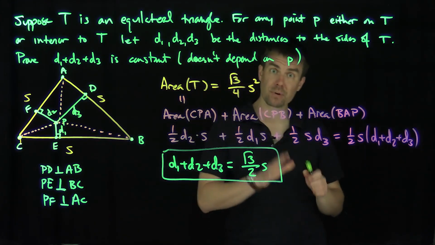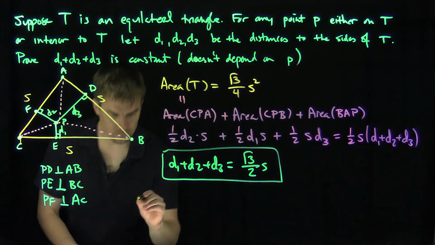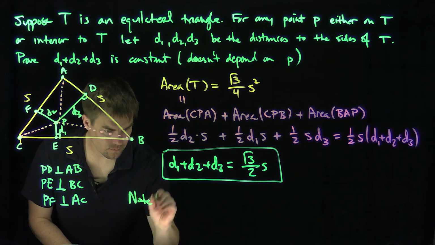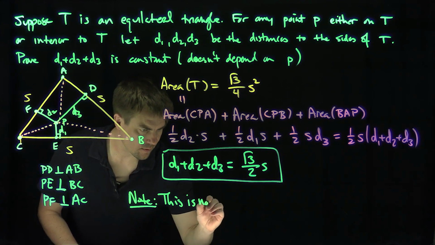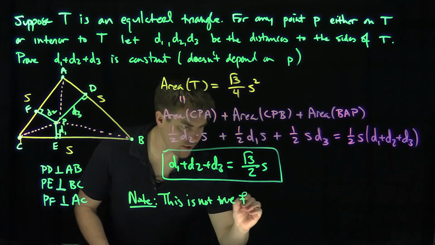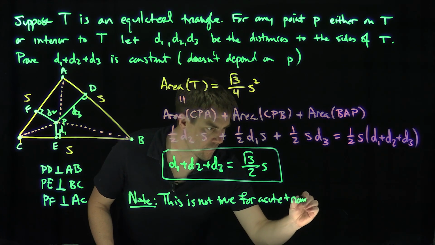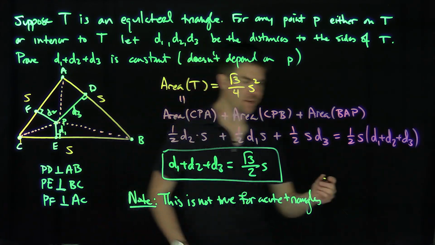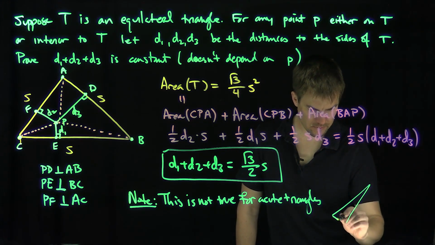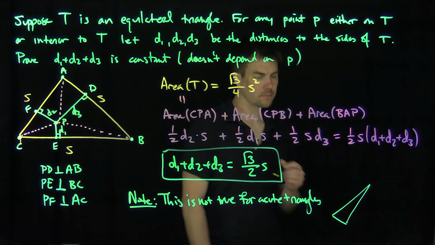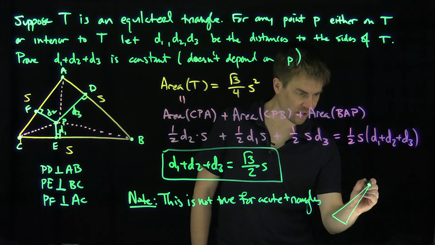And just as a remark, note this property is not true for acute triangles. And that's easy to see, right? Because what we can do is this. We draw an acute triangle like this. And I pick a point actually on the triangle over here. So I pick a point P over here, right?